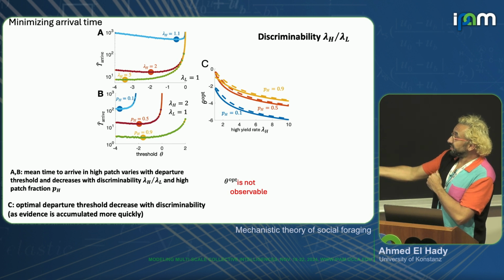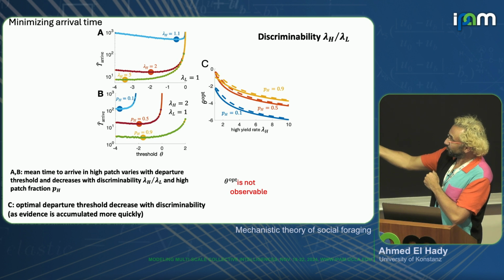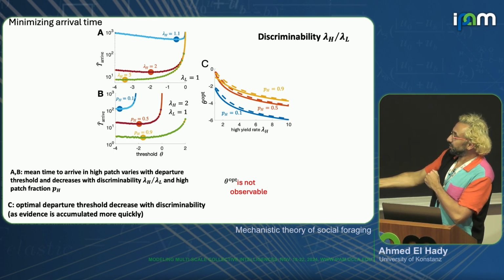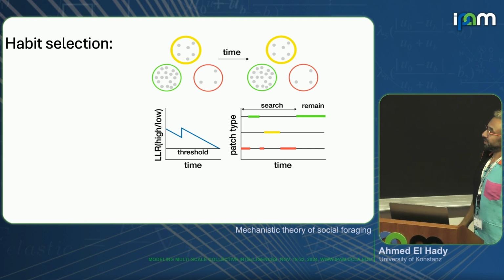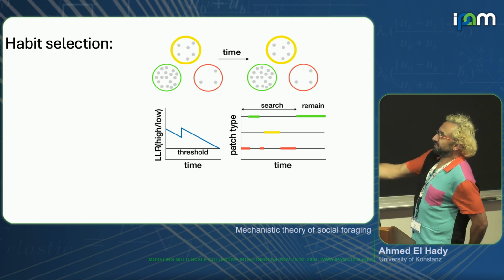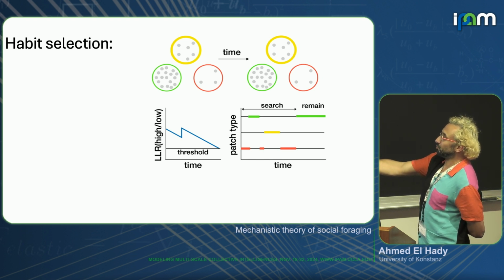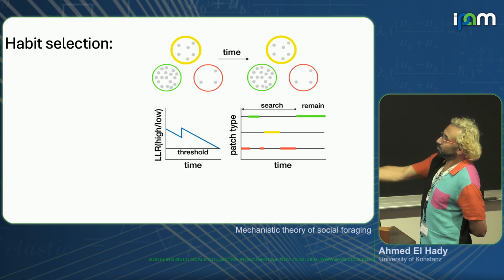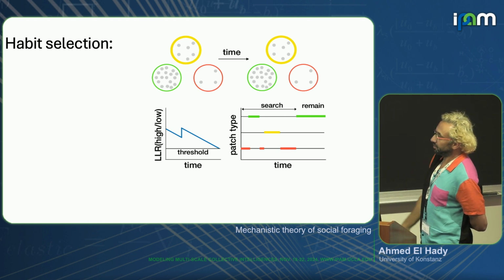And here we can see that this optimal threshold decreases with discriminability, which is this ratio between lambda H and lambda L, as evidence is accumulated more quickly. Okay. So what we are proposing here is that our virtual animal might have an algorithm in its brain trying to solve this habitat selection problem, which takes the log likelihood ratio of the high patch to the low patch.